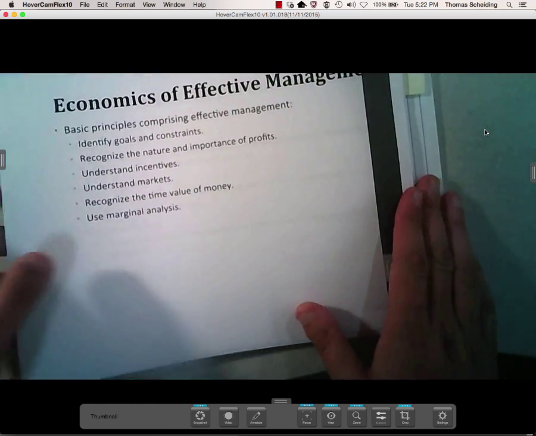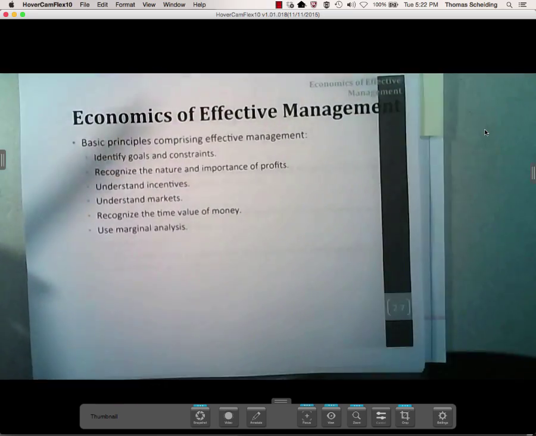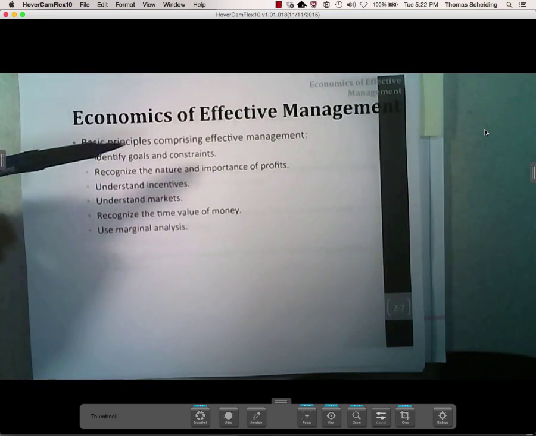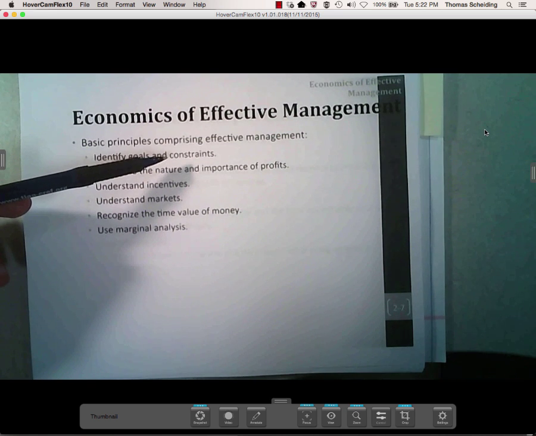So what does it take to be that effective manager? To be that effective manager, I need to have some way of understanding, okay, what are the things that are limited for me? Where do I face my constraints?